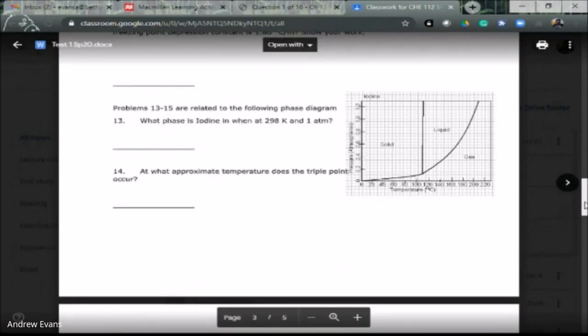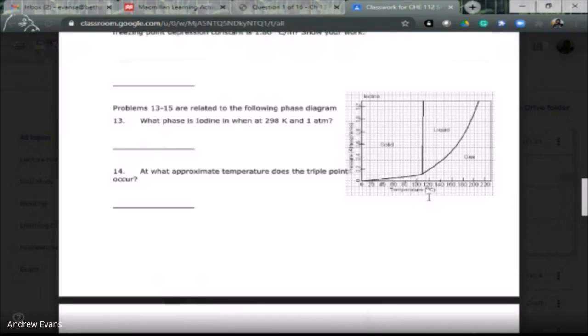Here is a phase diagram problem. This one's a little hard to see. If I'm not mistaken, the temperature here is in Celsius and the pressure is in atmospheres. We'll make the assumption. One thing you must always check is what the units are. This should be incredibly easy as long as you can read a chart. The problem becomes, are you going to make a stupid error? So what phase is iodine at 298 Kelvin and 1 atmosphere?